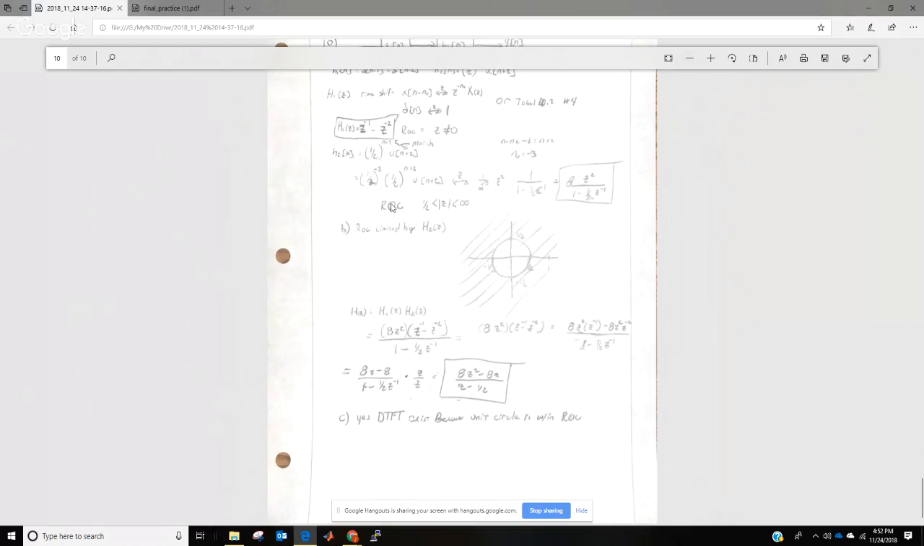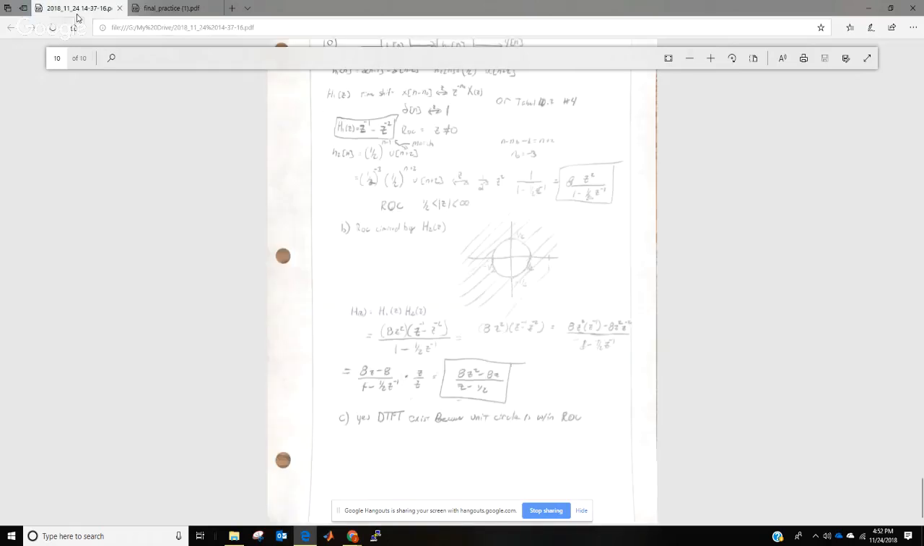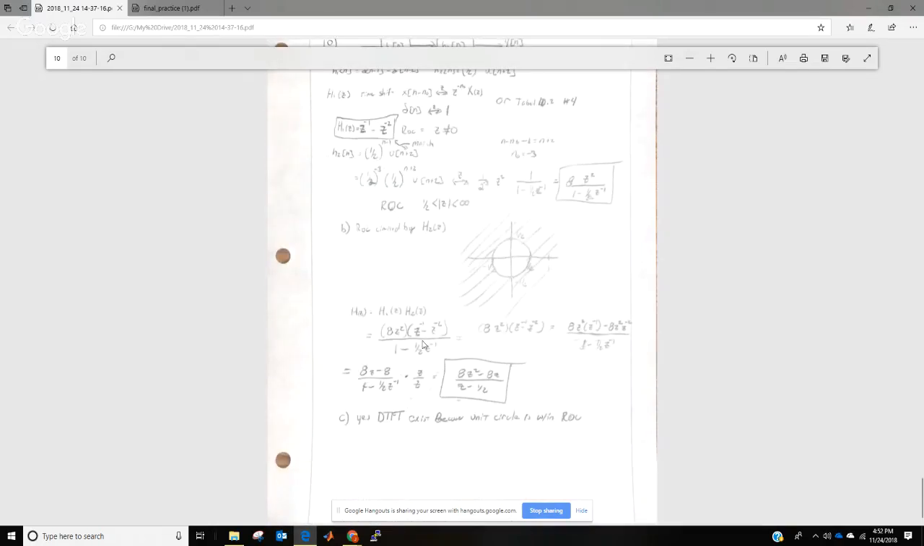That's part A. Part B asks us to determine the overall system transform, or compute the H(z) transform of the overall system and sketch the region of convergence. So we're convolving in the time domain, so we're just multiplying in the frequency domain. So our overall is h1 times h2. Some algebra gets you to the answer in the key. Nice little simplified answer.